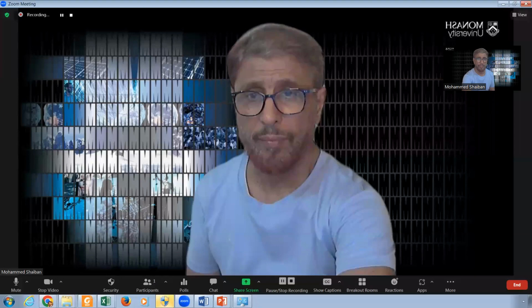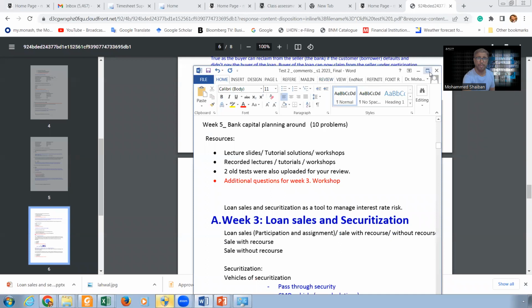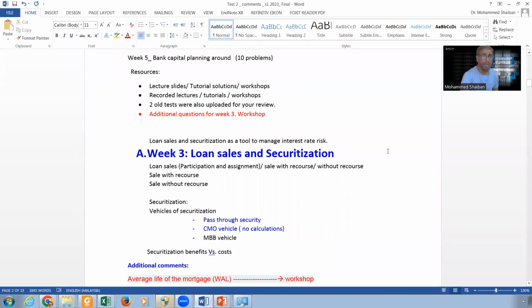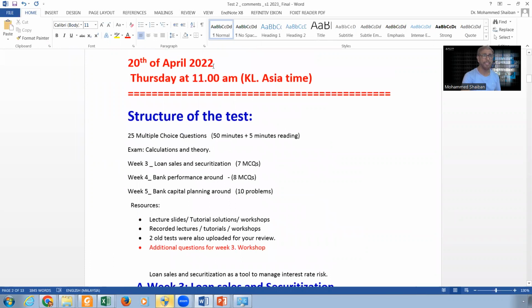The structure, as I explained it before, is like this. As you can see, this is the structure of the test, 20th of April, 2023. Now, we will have 50 minutes. The exam contains calculations and theory.